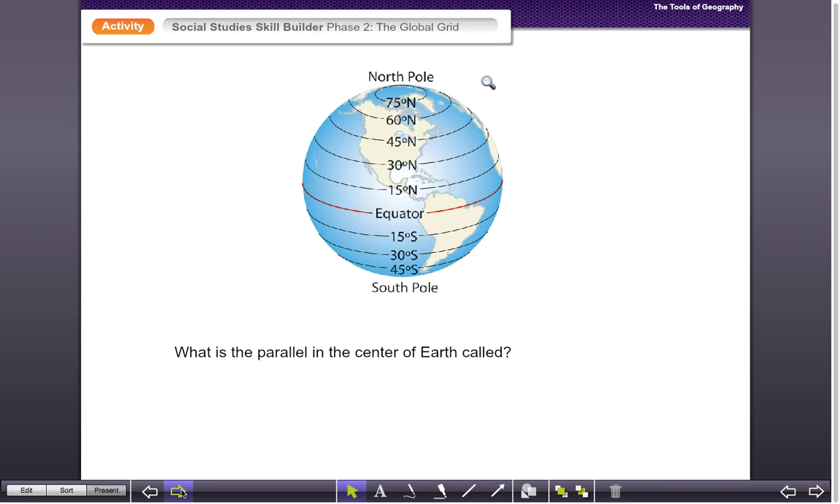So what is the parallel in the center of the Earth called? Look at the red line up here. What we've got is what's called the equator. Okay, the equator is that line that basically is in the center of the Earth. It's kind of like a big belt for our planet. So why is it important to understand where the equator is and what it is? Basically, it serves as a reference when measuring latitude. So what we've got to know is that that's where we start, and then the other lines go off of the equator, and that's how we're able to measure our global grid and our lines of latitude.